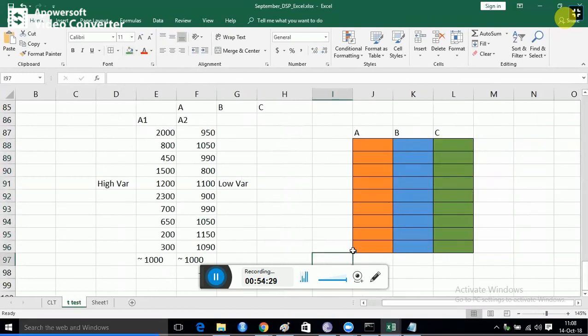So I hope everyone listened to what Prerna said, right? Within A, the variance should be low, but across A, B and C, the variance should be high. That is what distinguishes A, B and C. And that is the reason why you said these people will get 250, these people will get 500, and these people will get 700.